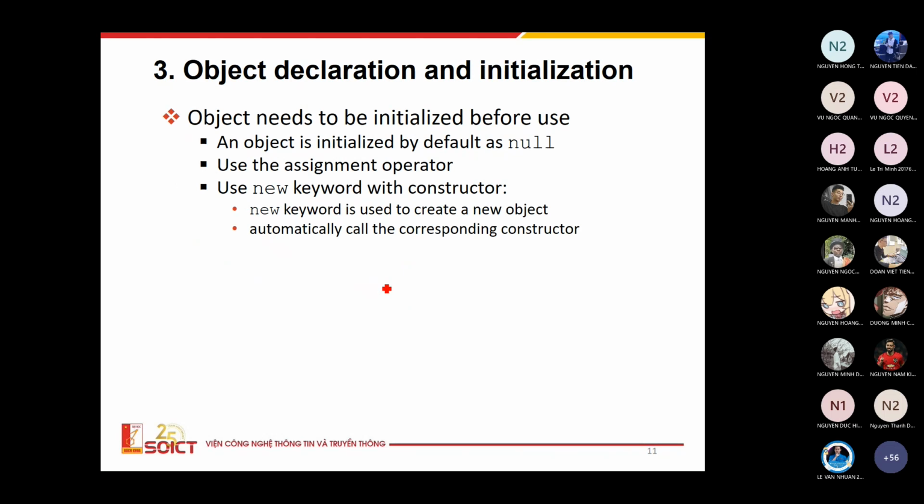And when you declare an object, it is just initialized by default as null, and then you have to assign a value to this object. So you will use the assignment operator to assign the value to the object, and you will use the new keyword with the constructor to assign the value. So what will happen? Maybe I will draw it so you can see what happens in the memory.